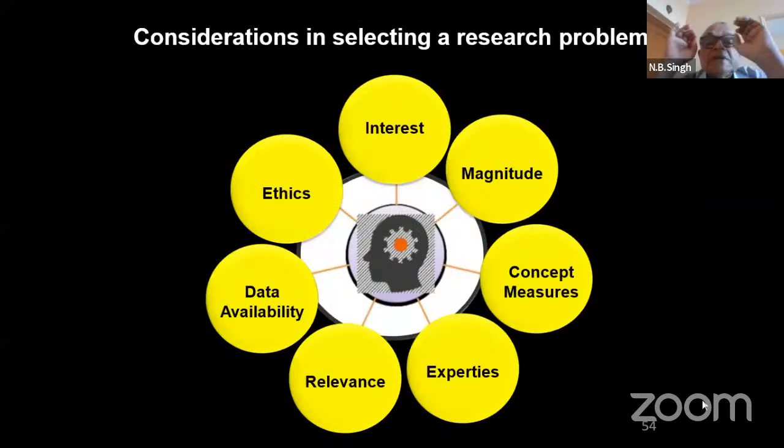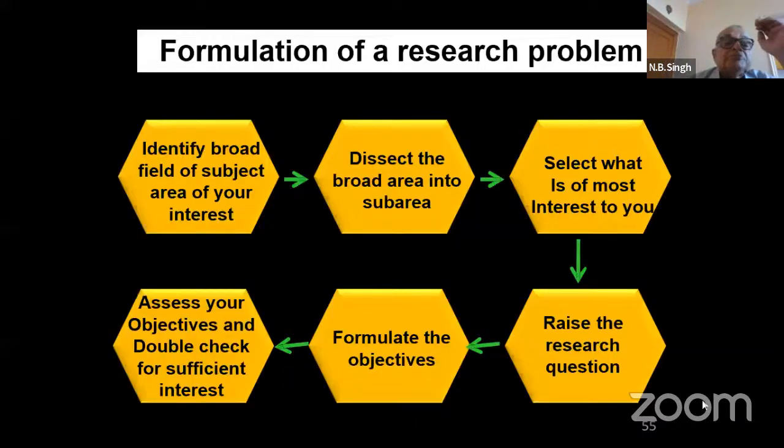Considerations in selecting a research problem: you must consider all these things: your own interest, magnitude, concept measures, expertise, relevance, data availability, and ethics. All these should be taken into consideration when you choose a problem.